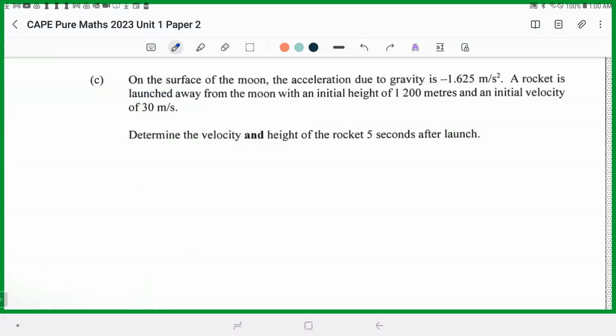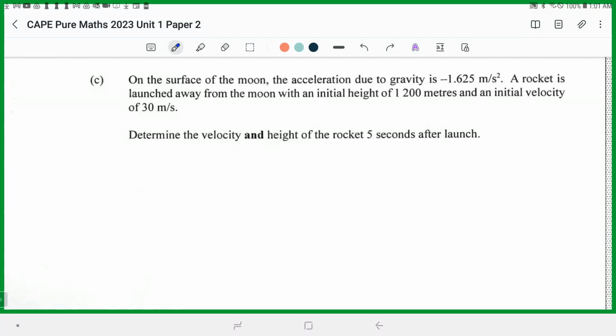There's an initial height of 1,200, and the acceleration is -1. I didn't know that motion in a straight line reached pure maths, but it is on the advanced syllabus, and advanced is a prerequisite for pure maths, so maybe that is what is happening.